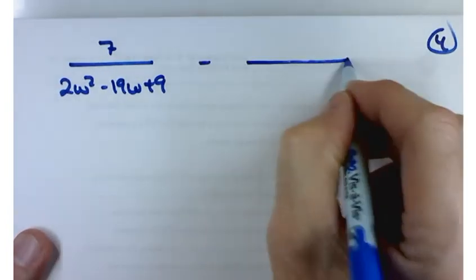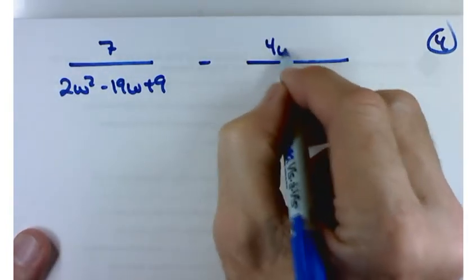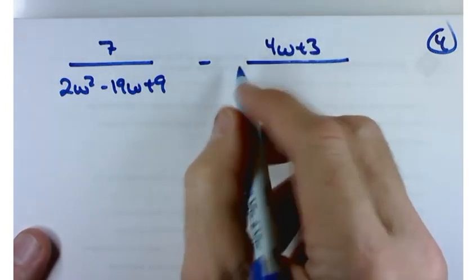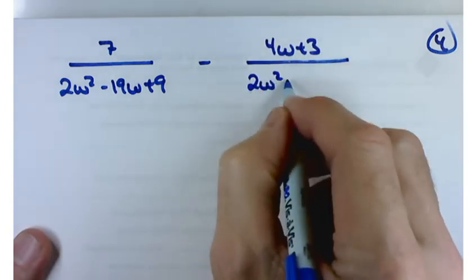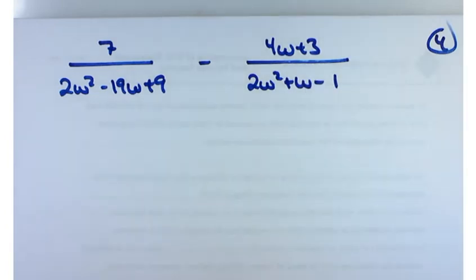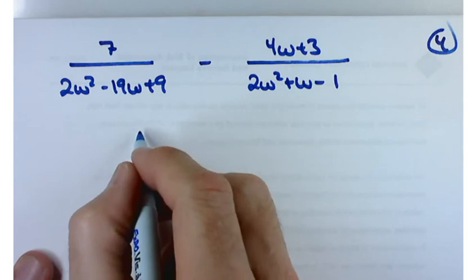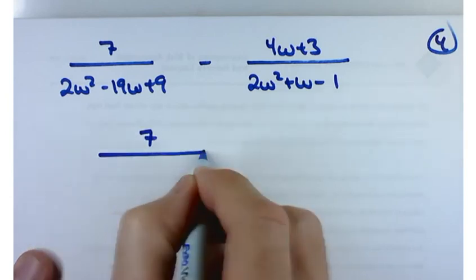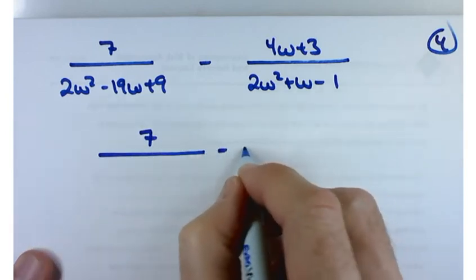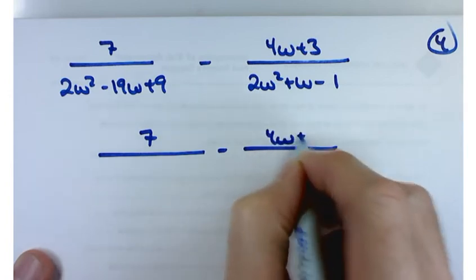Seven over 2w squared minus 19w plus 9, minus 4w plus 3 over 2w squared plus w minus 1. How should we start? Factor. Excellent. Let's factor both of these.